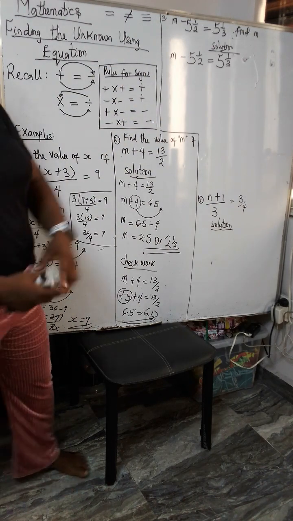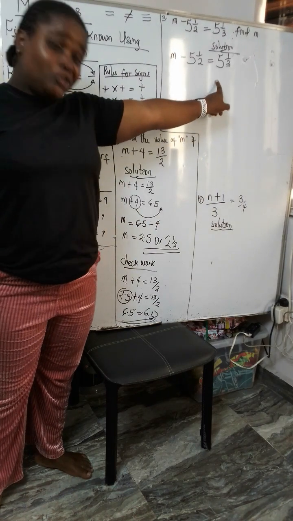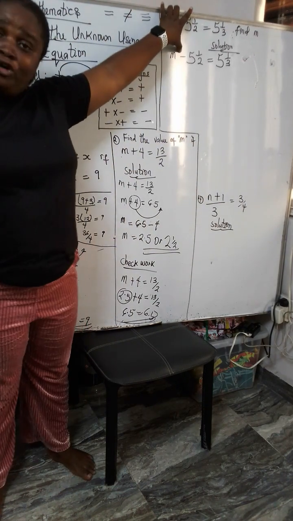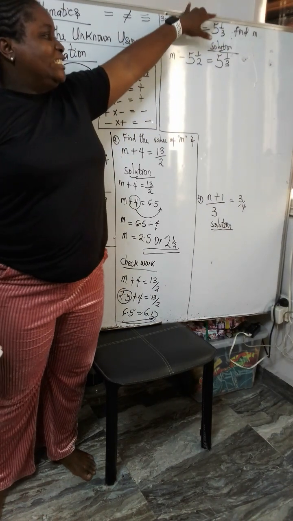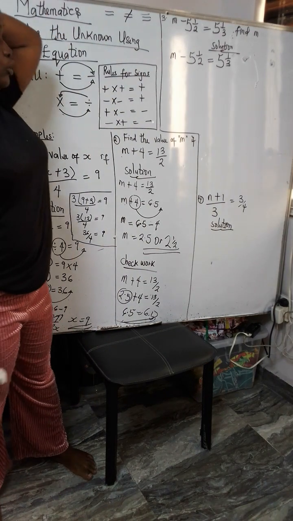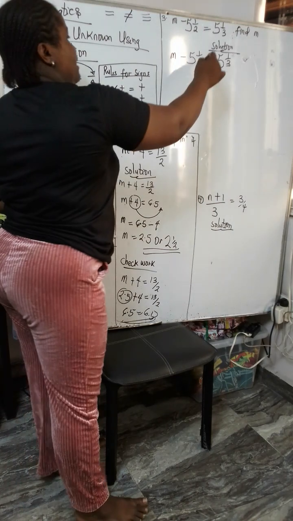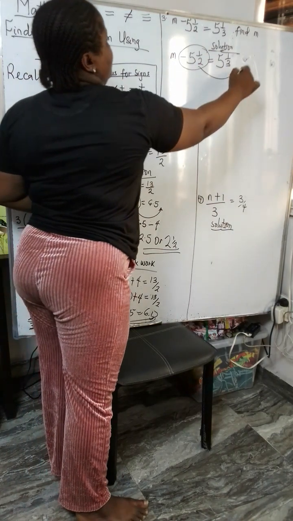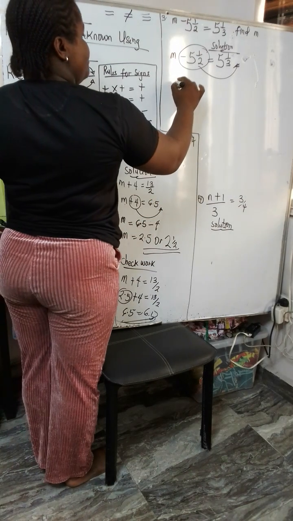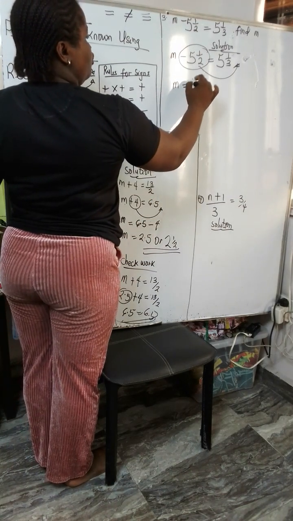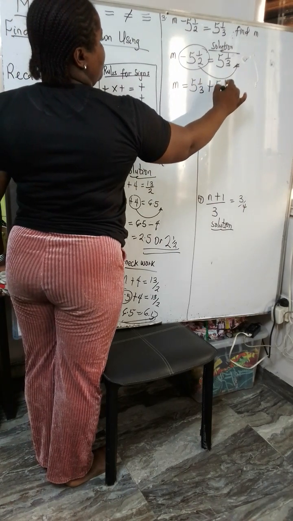And for n to stand alone, minus 5 whole number 1 over 2, which is less than 5 whole number 1 over 3. This is minus 5 whole number 1 over 2, and this is plus 5 whole number 1 over 3. Of course, this is larger. So minus 5 whole number 1 over 2 will have to cross over the equality sign. And when minus crosses over the equality sign, it changes to plus. So n is now 5 whole number 1 over 3 plus 5 whole number 1 over 2.